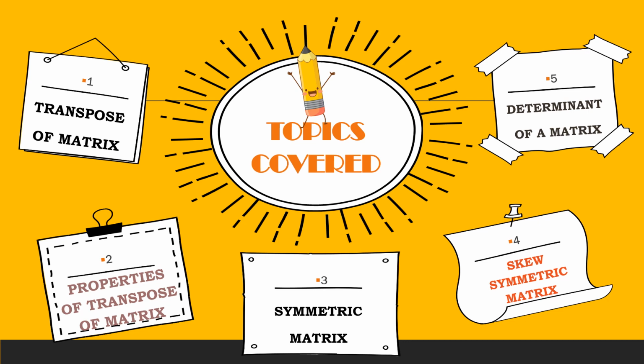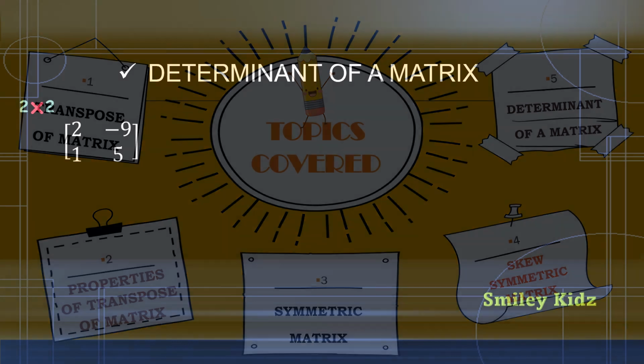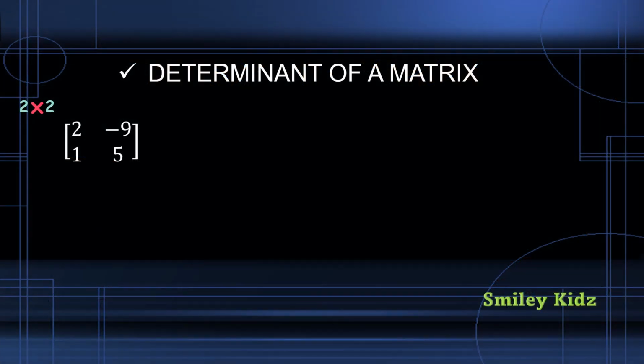Moving forward, we have the determinant of a matrix. Well, let's say I have a matrix A, which is 2, minus 9, 1 and 5, of the order 2 by 2 again. Okay, we're only dealing with 2 by 2 right now. In the next slides, we're going to discuss 3 by 3 matrices as well.